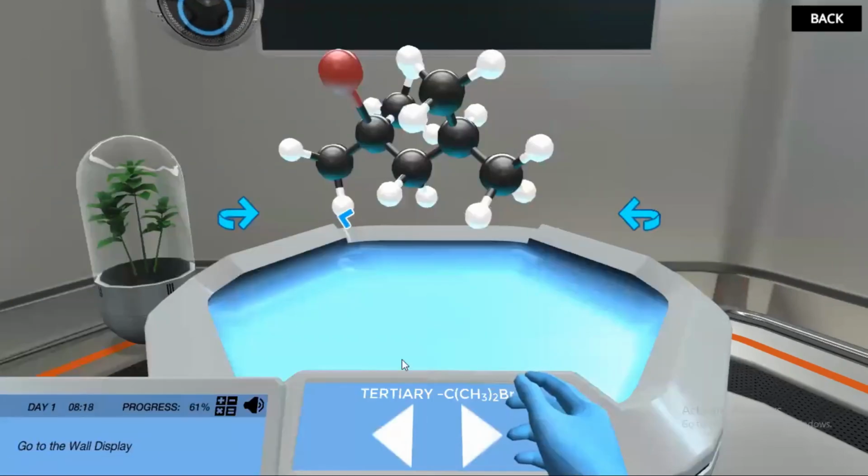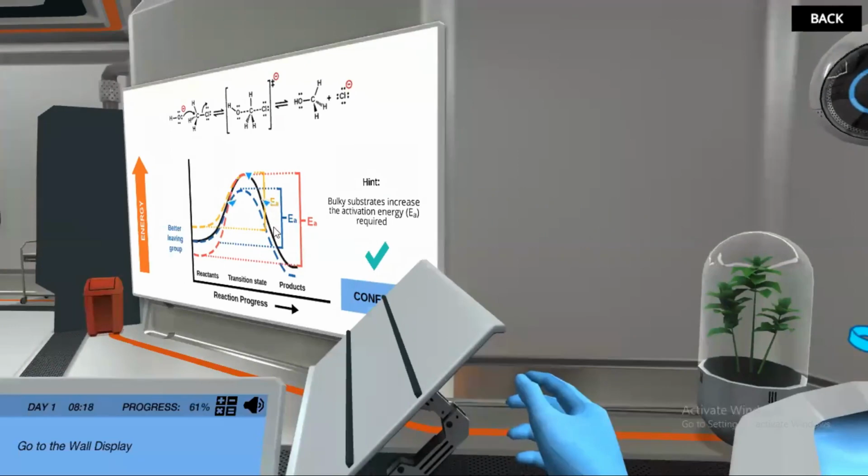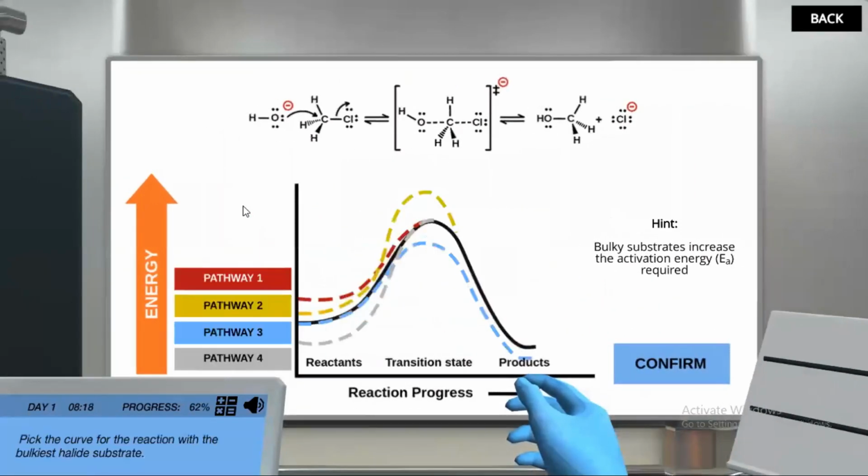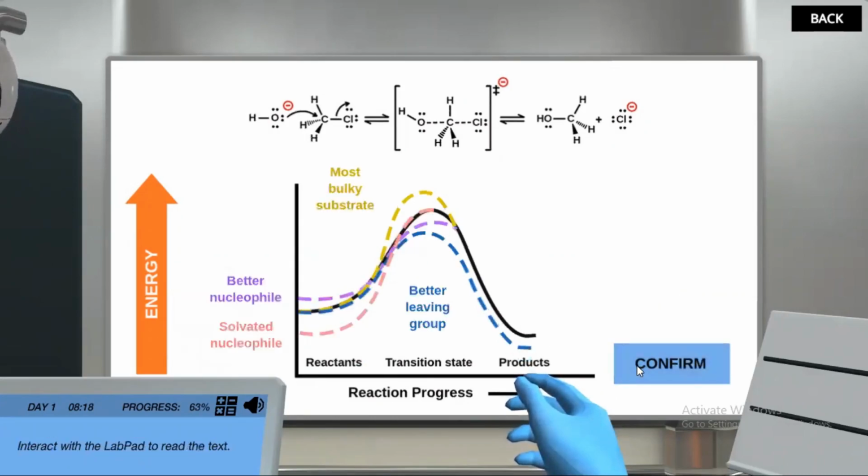Go to the wall display. Pick the curve for the reaction with the bulkiest halide substrate. That's right. Bulkier substrates block nucleophile access and need more activation energy pumped in to proceed.